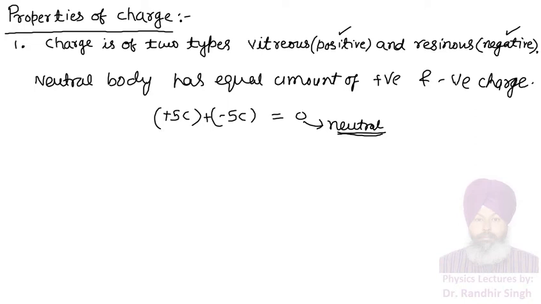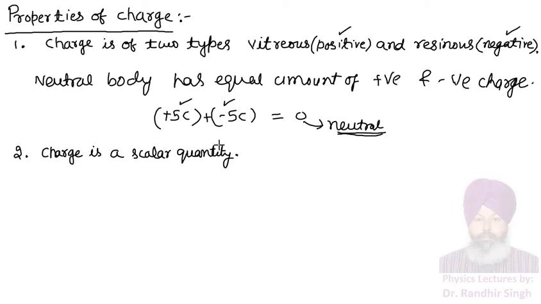So therefore the types of charges are actually two. There are not three types of charges. There are only two types of charges, that is positive and negative. 0 is not considered to be a type of charge. So let us now go to the second property.